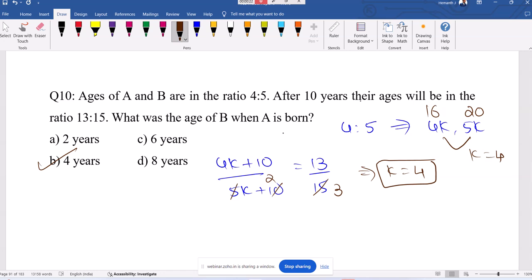So 4k, 5k, after 10 years, 4k plus 10, 5k plus 10, that's equal to 13 out of 15. Cross multiplying, we got k value 4. So the difference between them is k. In fact, the answer is 4. Or else we can take A's age is 16, B's age is 20. When A's age is 0, at that time B's age must be 4.